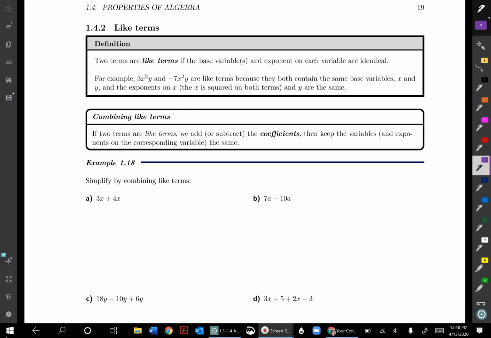Okay, next we're going to combine like terms. This is something that even if you've been out of math for a while, you can figure out how to add the coefficients together if terms have exactly the same variable part, including the exponents. As long as there's not exponents involved, people are usually okay.